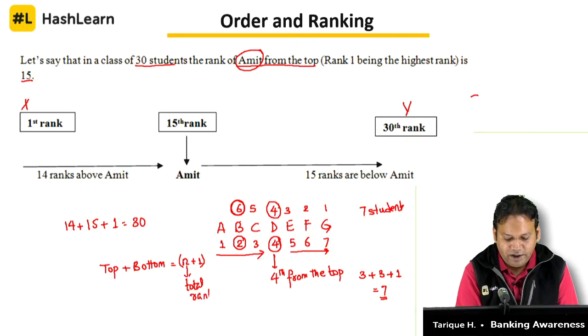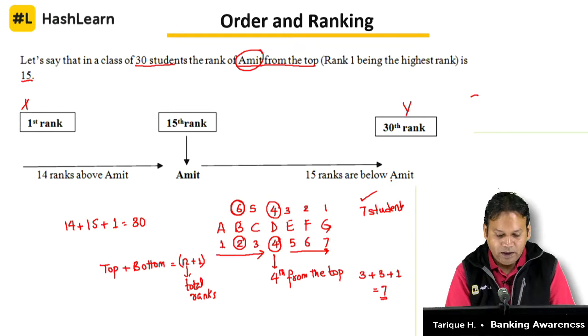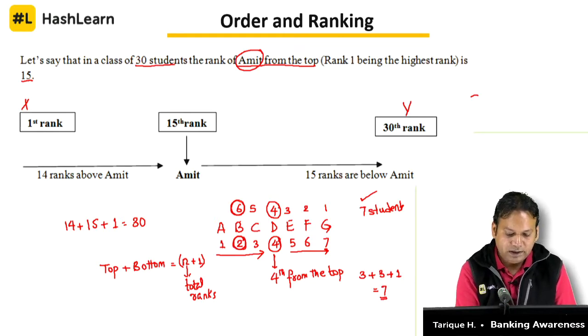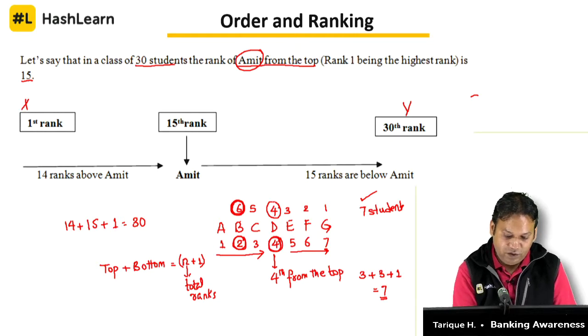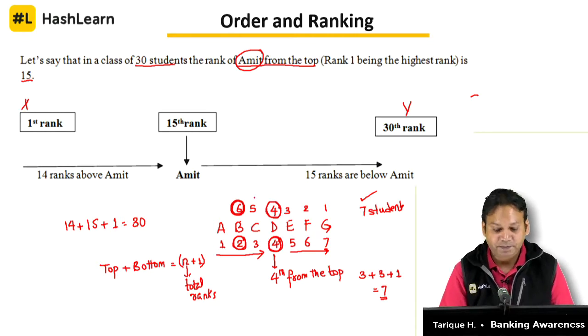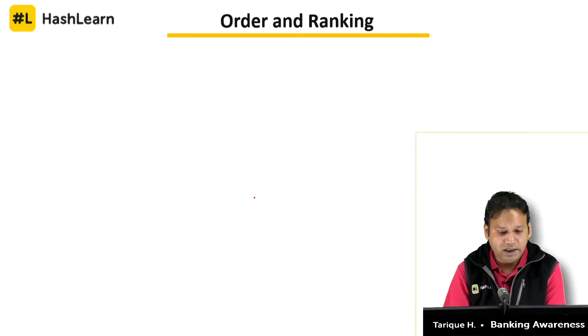Now it is quite evident in the example here itself. The total ranks are 7 here. There are 7 students. So 2 plus 6 is equal to 8, which is 7 plus 1, and 4 plus 4 is also equal to 8, which is equal to 7 plus 1.